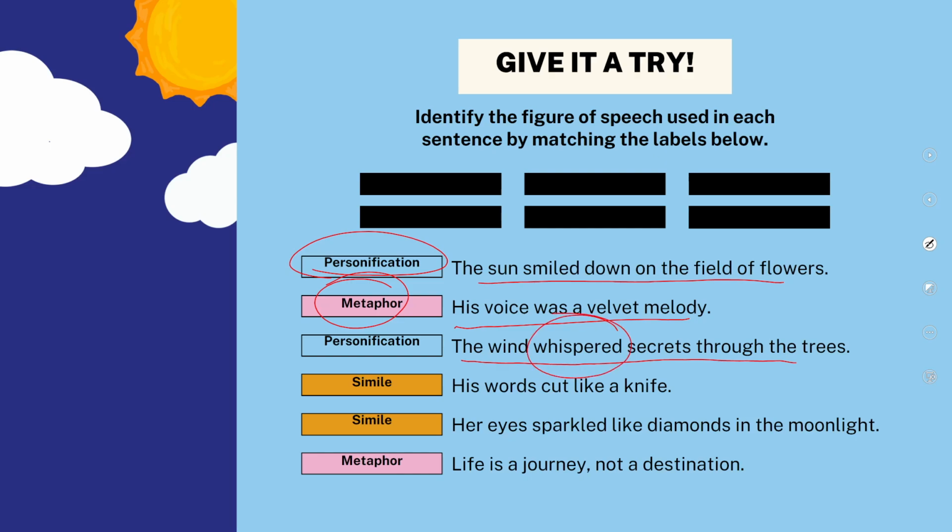Now, whispering is a human quality given to the wind. It is personification. His words cut like a knife. Like, we can call it simile. Her eyes sparkled like diamonds in the moonlight. Again, an indirect comparison is being made. It is a simile. Life is a journey, not a destination. Again, a direct comparison, and it is called a metaphor. So this way, you can identify the different figurative language used in a poem, students.